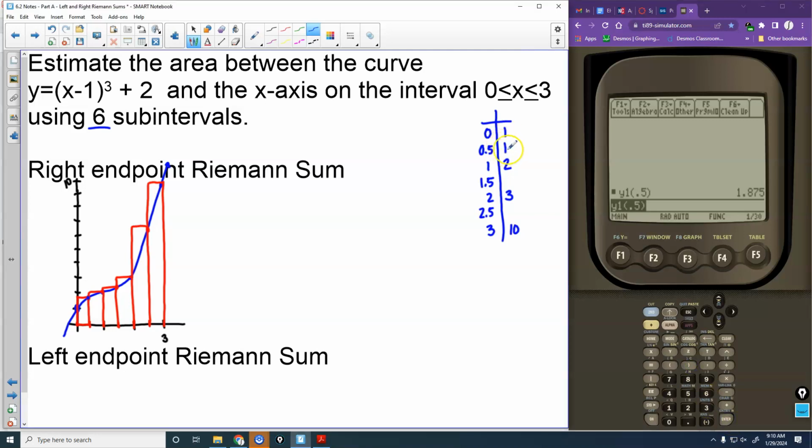So we get 1.875. So that first, oh gracious. I don't know why it's doing that. Will it go away? There we go. Okay. So that first rectangle would be 0.5 times 1.875, which is going to give us 0.9375. Okay. All right, what's the height of the next rectangle?